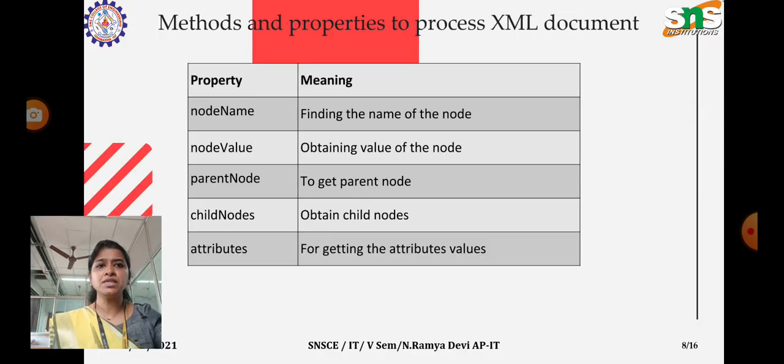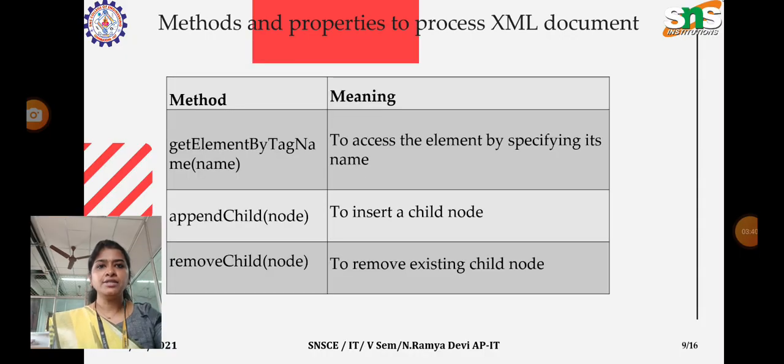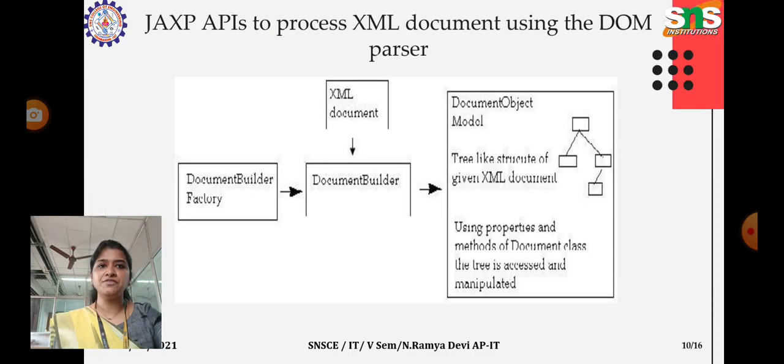These are the methods and properties for processing the XML document, like the properties called nodeName, nodeValue, parentNode, childNodes, attributes, and then methods like getElementsByTagName, appendChild and removeChild, so that we can insert and remove a child anywhere in the tree.